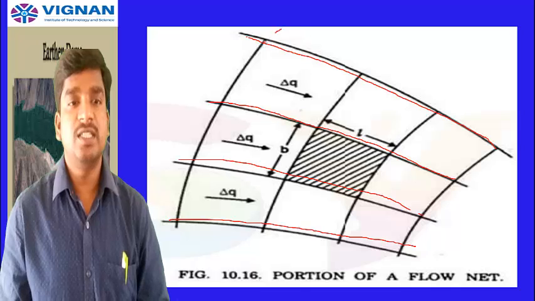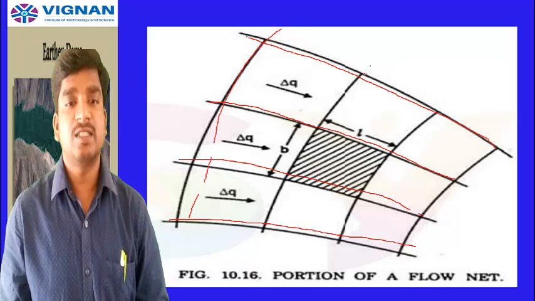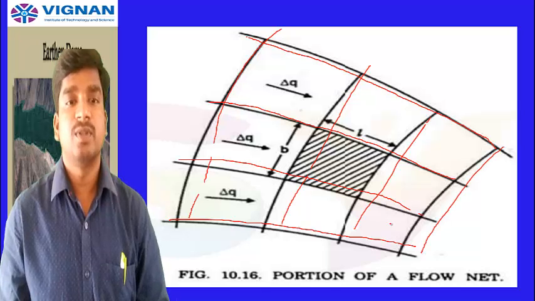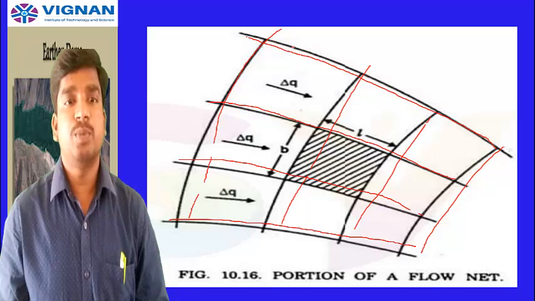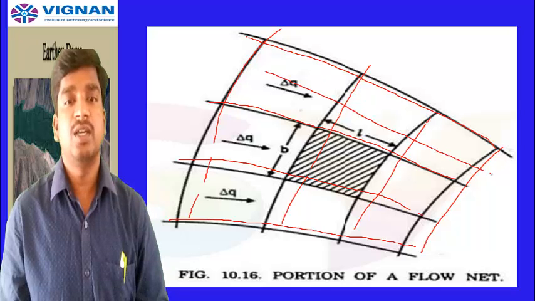Okay, so what are these? These are equipotential lines, which are going like this. So flow lines and equipotential lines. So what is this portion? This portion is called a flow channel.